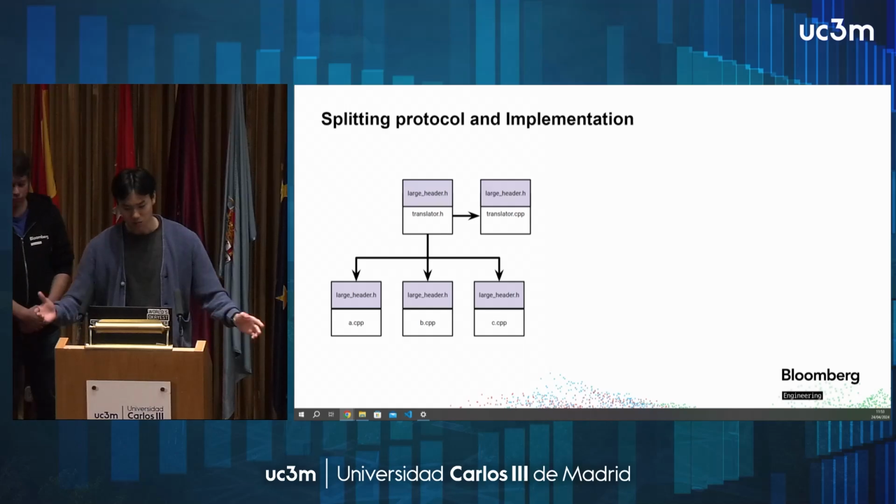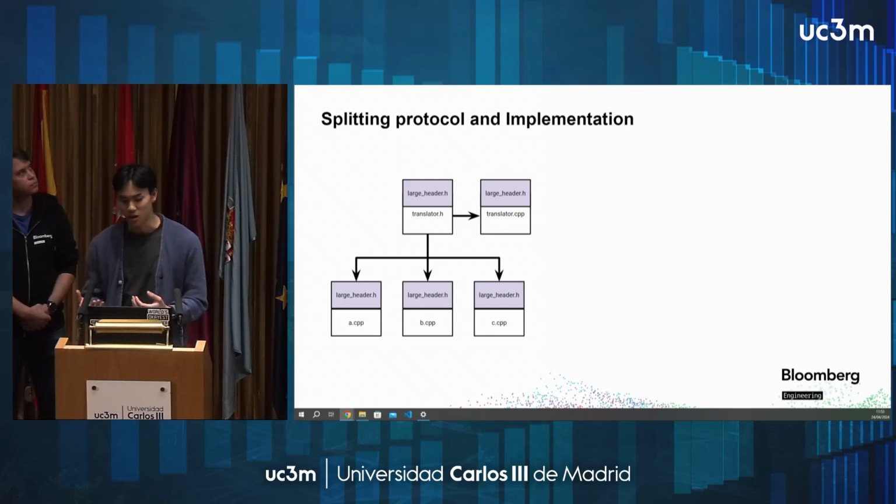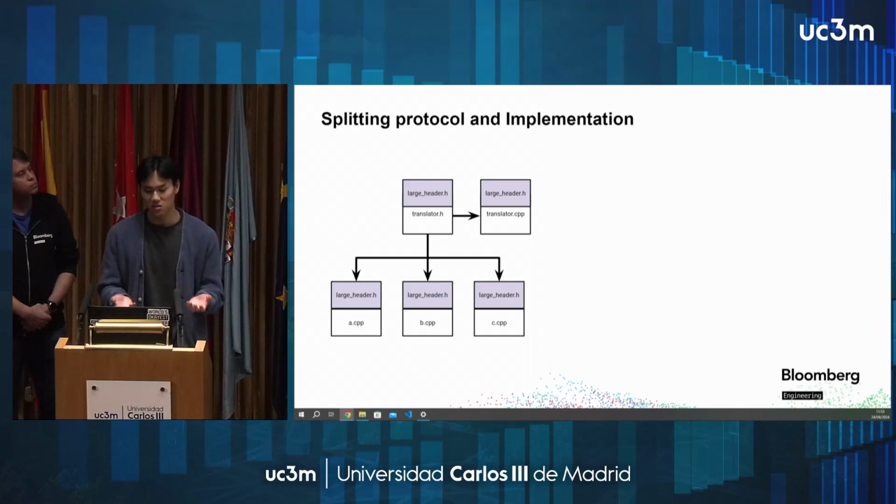So here we have some sort of interface that we are using, and a lot of files will include that interface. But these files actually only need to know about a small number of methods or functionality from that interface. When this is the case, you should always consider splitting the implementation from the protocol and basically make the interface as lightweight as possible.